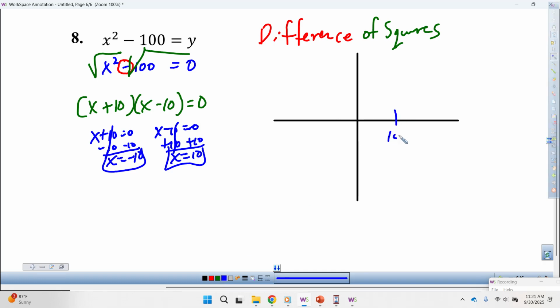Positive 10, negative 10. The constant is negative 100, which is way down here. Somewhere down there.